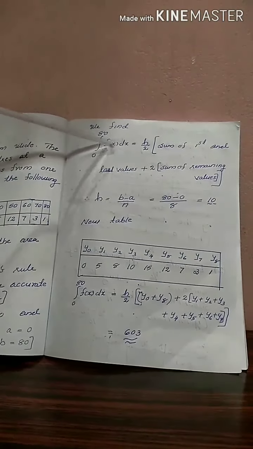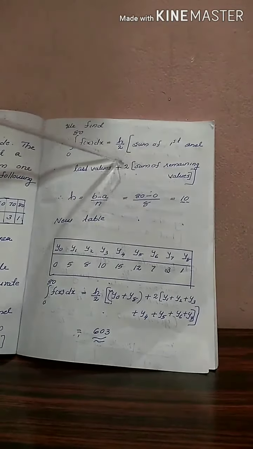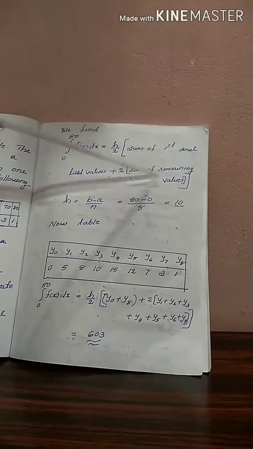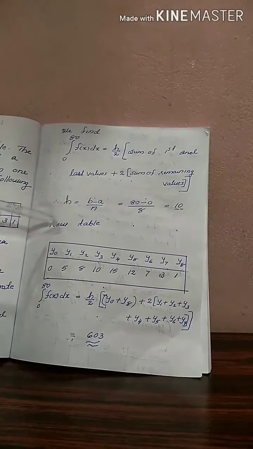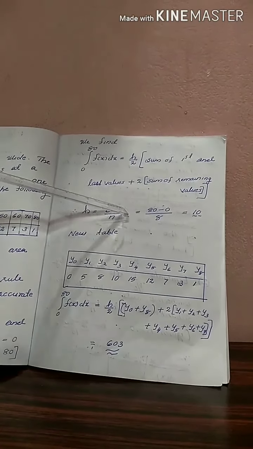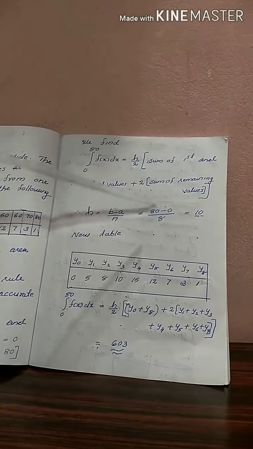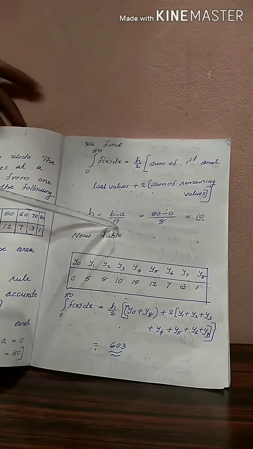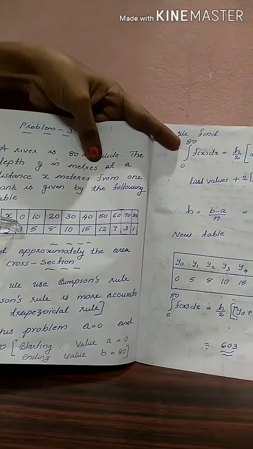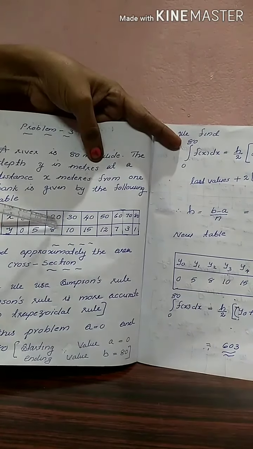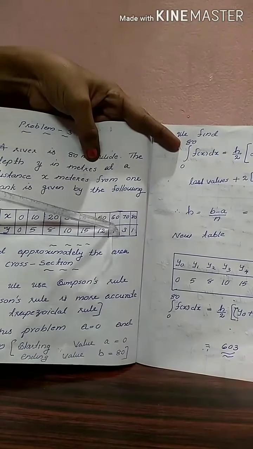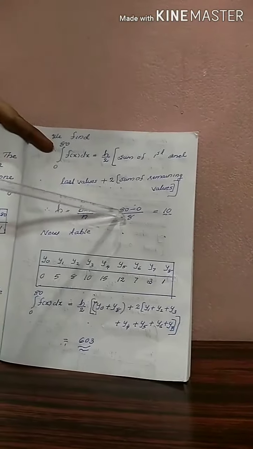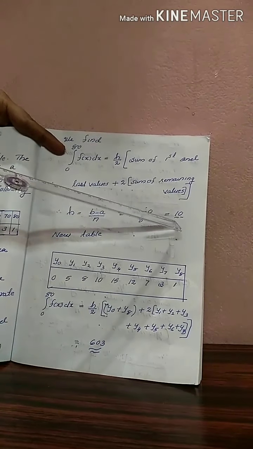That is, the integral from 0 to 80 of f(x) dx is equal to h by 2 into the sum of the first and the last values plus the sum of the remaining values. Then we can find h. h is equal to (b minus a) divided by n, that is b is 80 minus a is 0. n means counting the values: 1, 2, 3, 4, 5, 6, 7, 8, 9, that is 9 minus 1, 8. So 80 minus 0 divided by 8 is equal to 10.